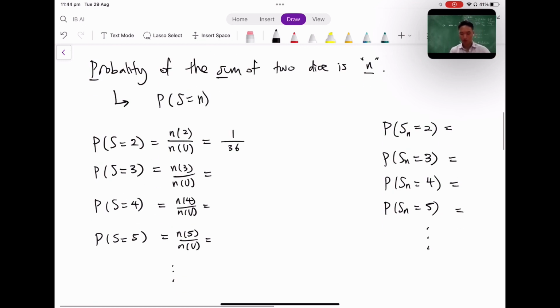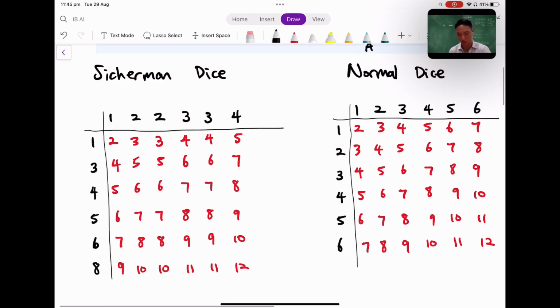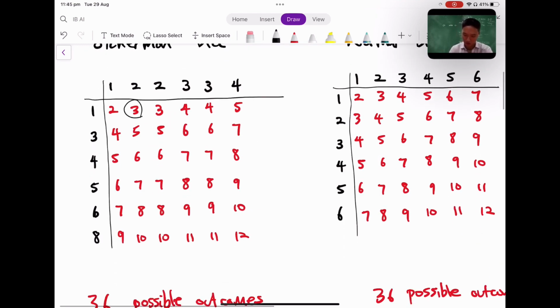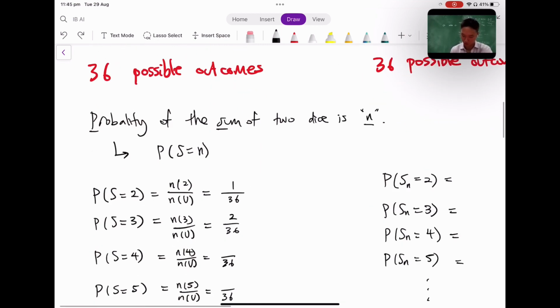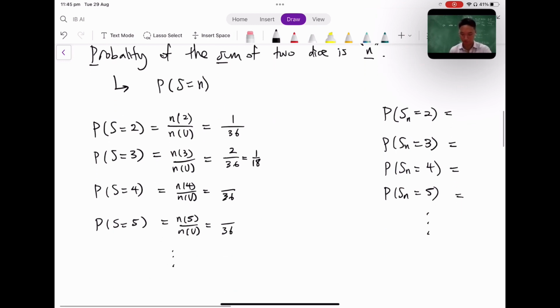Let's continue. Let's have a look at P of S of 3. Number of 3 occurrences all over 36. So everything will be over 36 because there are 36 possible options. Let's count 3's. We have 1 and 2. So that's 2 out of 36, which can be simplified to 1 over 18.